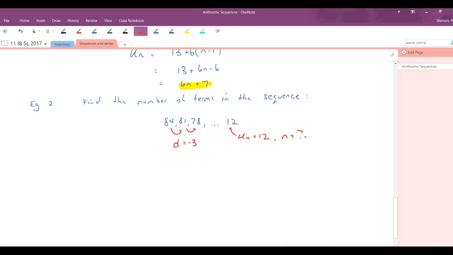If you want to pause and have a go at this, then I encourage you to do so. So un, we're going to again use our un formula, which is un equals u1, which is 84, plus (n minus 1)d. Now in this case, we know what un is, it's 12.